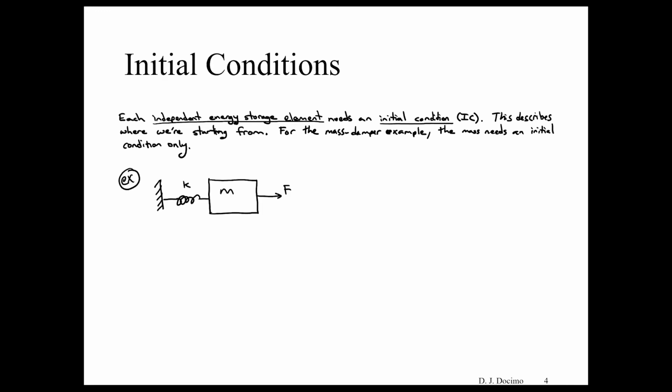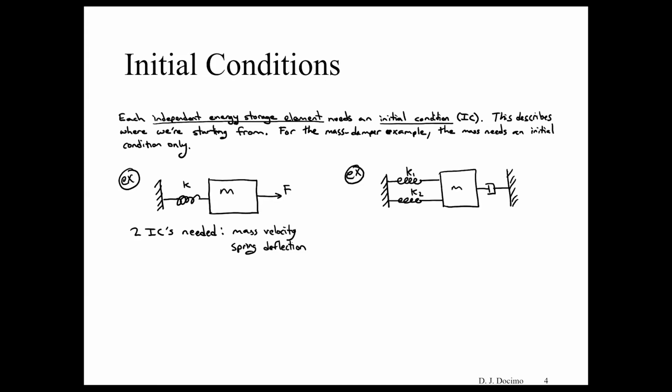Now, if we have a mass spring, on the other hand, with a force acting on it, we need two initial conditions. We have our mass velocity, which we need, and then we need to know our spring deflection, that initial condition as well.